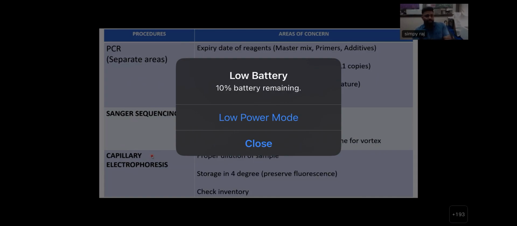Next thing is the PCR. After that, we do the PCR. The most important thing for PCR is that you have to have different areas for the stages of PCR, like pre-PCR, PCR, and post-PCR. These areas should be divided in the lab. They should not be doing all the things in one room, because there is a high chance of contamination.